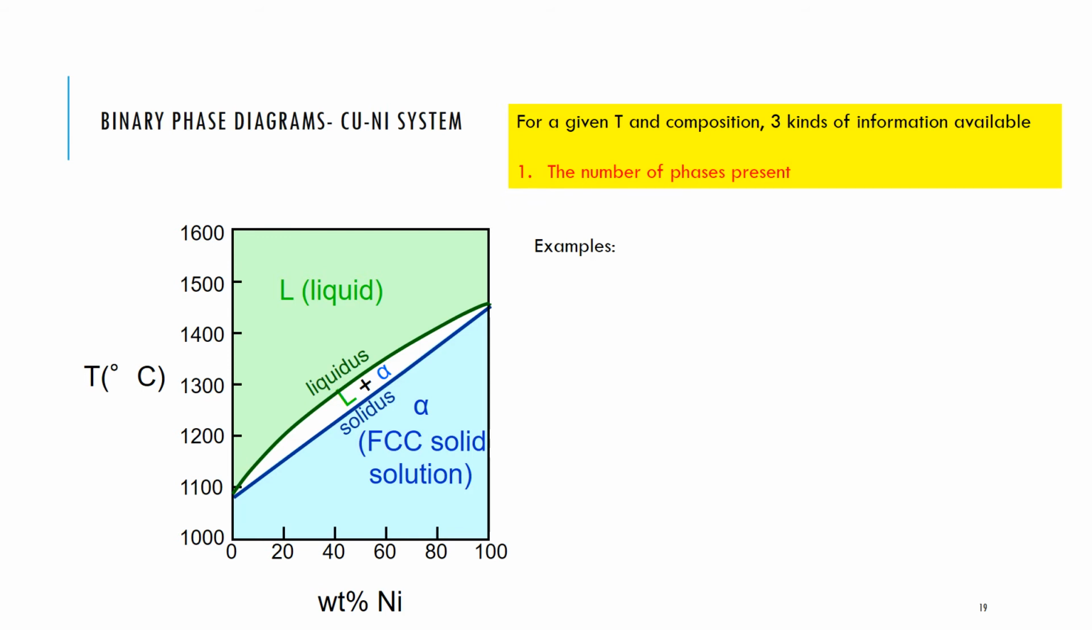So let's have a look at some examples of working these things out. First of all, let's consider the number of phases that are present. An example here, at 1100 degrees Celsius and 60 weight% nickel, there are my coordinates. I can follow those and I can show where I am on my roadmap, and I'm well into that solid phase. So I know that there is one phase here, and it's composed entirely of the alpha solid phase.